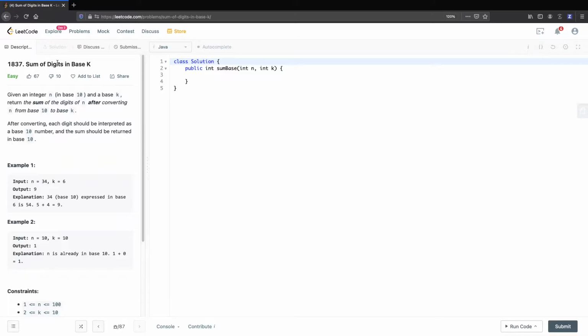Today we are tackling number 1837, sum of digits in base k. This question is pretty new and hasn't been asked by any companies just yet, but I can see this one being asked by a few in the future.